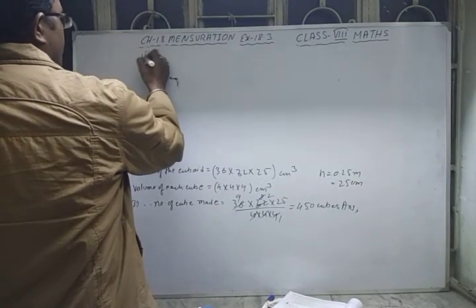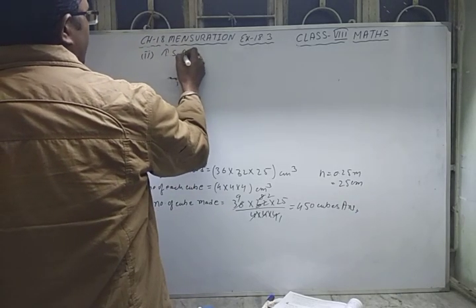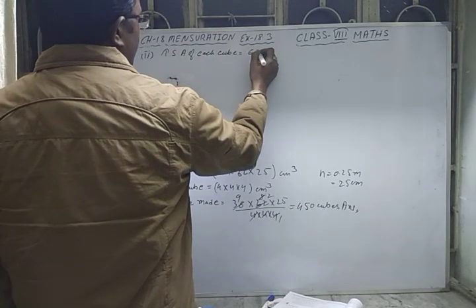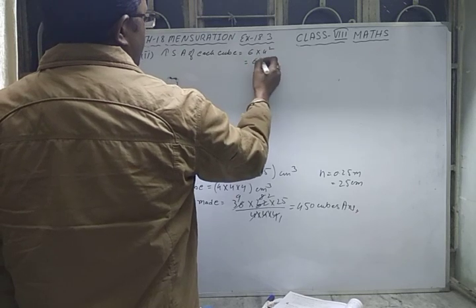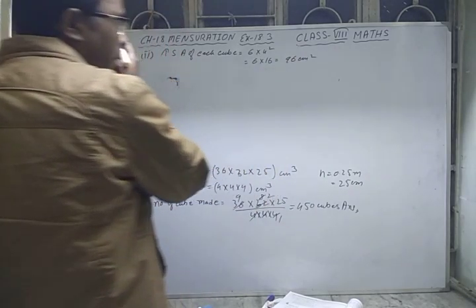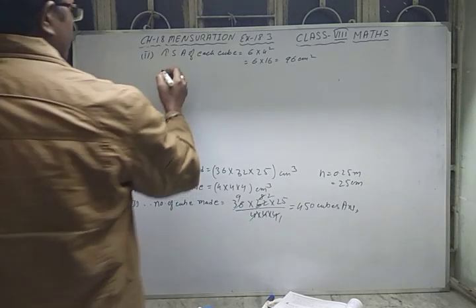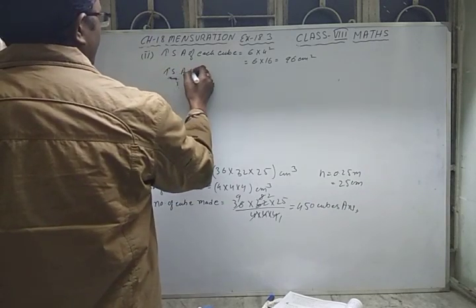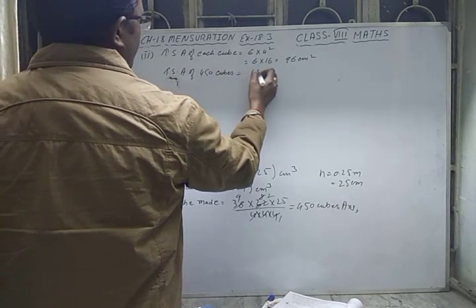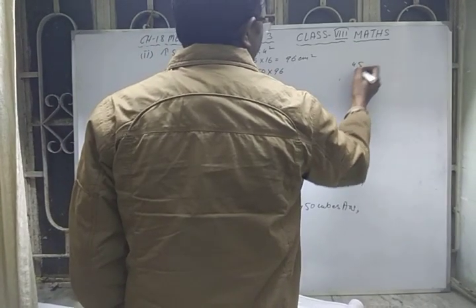So second part of the question. First of all you have to find the total surface area of each cube, which is equal to 6 into 4 square. So 6 into 16, that is equal to 96 centimeter square. And how many cubes do we have? We have 450 cubes. So the total surface area of 450 cubes is equal to 450 into 96.